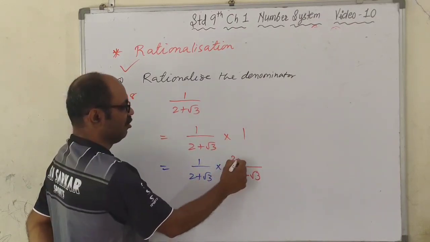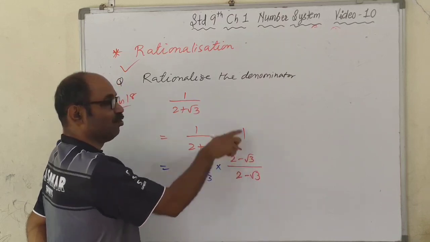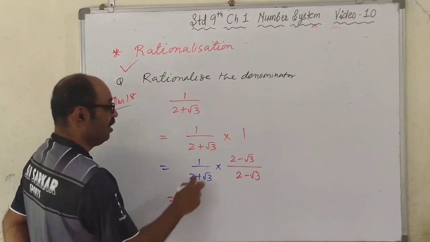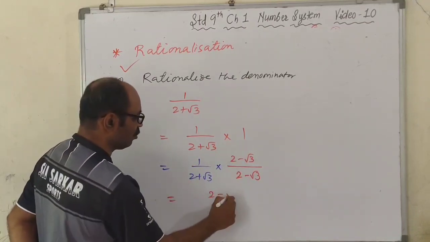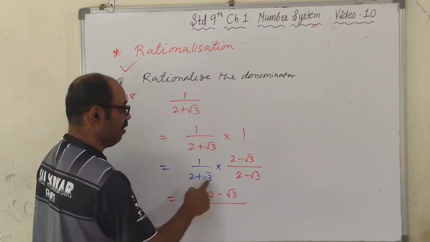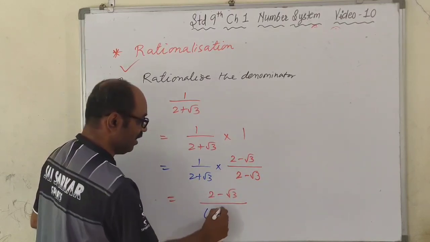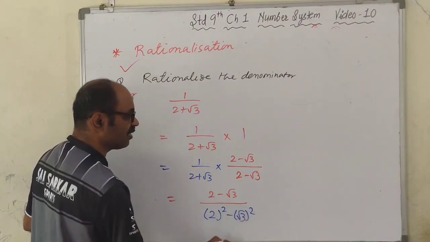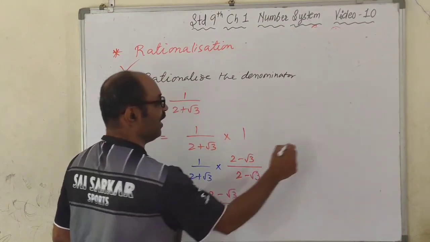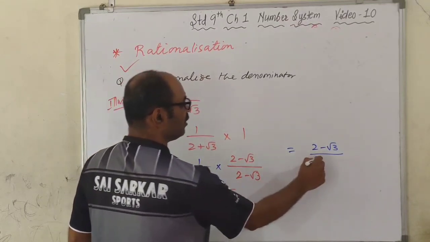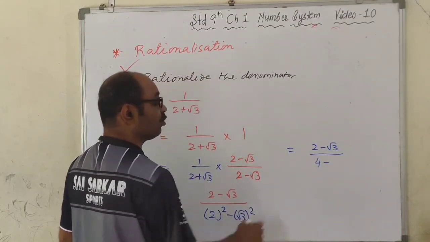Same thing I'll write in the denominator, 2 minus root 3. So 2 minus root 3 upon 2 minus root 3 is 1. Now 1 into 2 minus root 3 is 2 minus root 3. And this is a plus b into a minus b, a square minus b square: 2 square minus root 3 square.